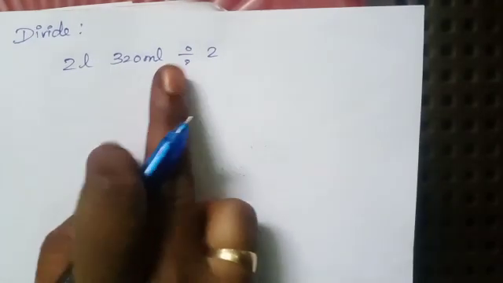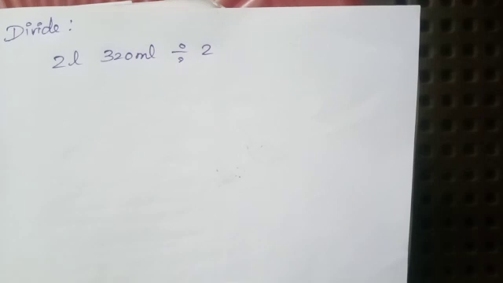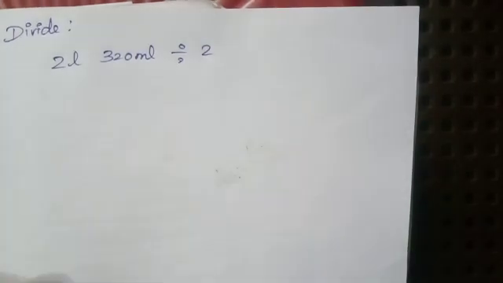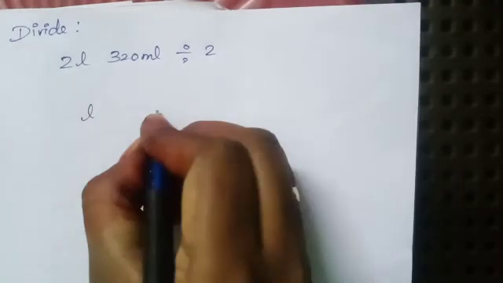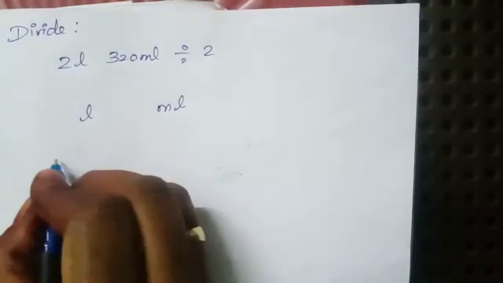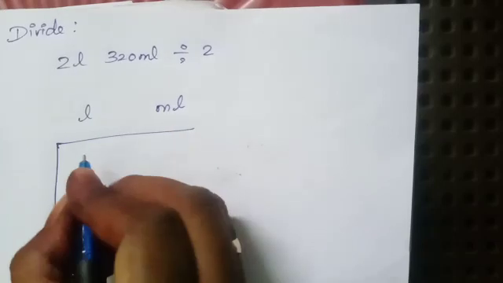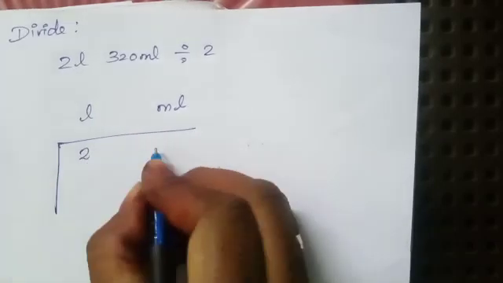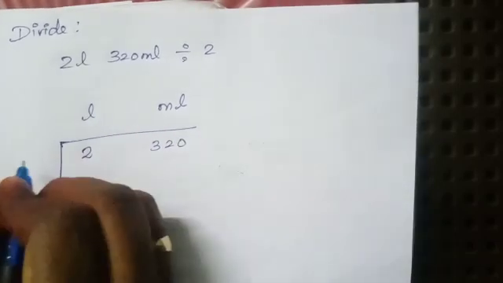2 liter 320 ml divided by 2. Here the table is 2, which is very easy, which is understandable also. So I am directly doing the sum. Liter and milliliter in the first column. I am drawing the line for the division. Under liter I am writing 2, under milliliter I am writing 320. Going to divide the number by 2.